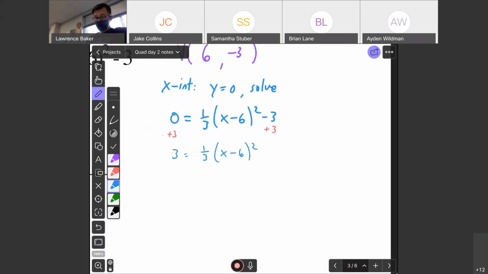Then get rid of division multiplication. Remember, this is a fraction, 3 is dividing. Multiply to get rid of that 3. We're going to multiply by 3 to get rid of the dividing by 3. It's going to cancel that.